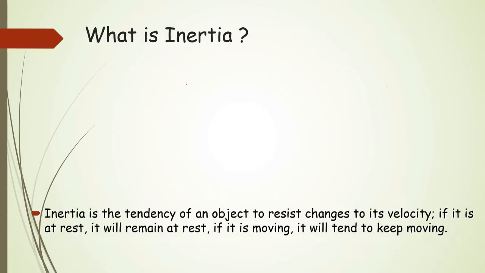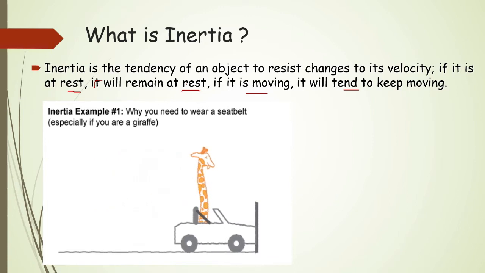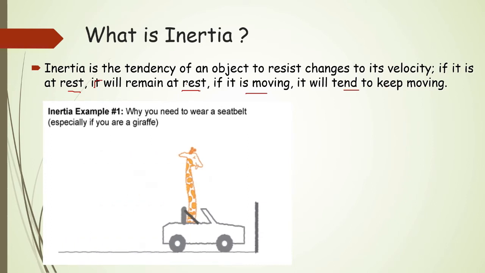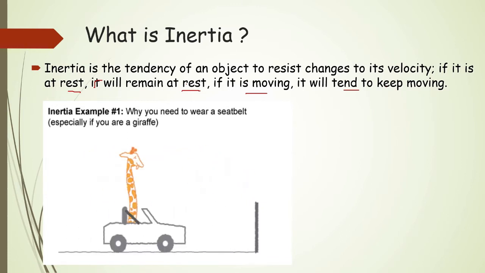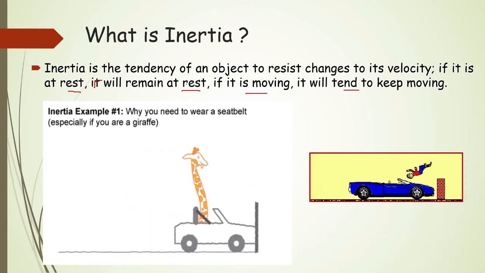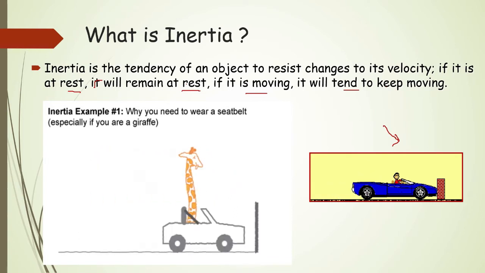What is inertia? Inertia is the tendency of an object to resist changes to its velocity. Right? If an object is at rest, it will tend to remain at rest, and if it is moving, it will tend to keep on moving. So what does this mean? Look at this example. We see that this giraffe is moving in a car and the car hits a wall and stops. But the giraffe tends to continue to move and hence it falls forward. So this is the reason that we wear seat belts in cars, right? To prevent accidents like these. And it's also the reason why when a bus stops suddenly, we fall forward.